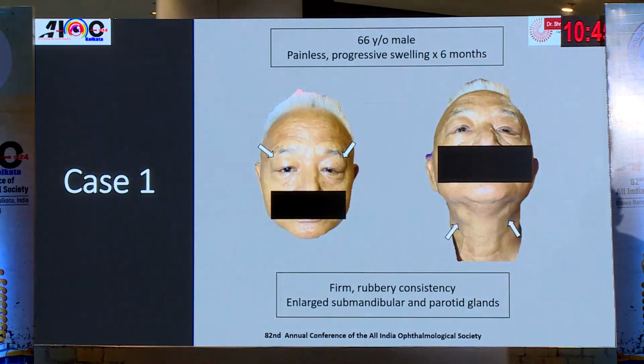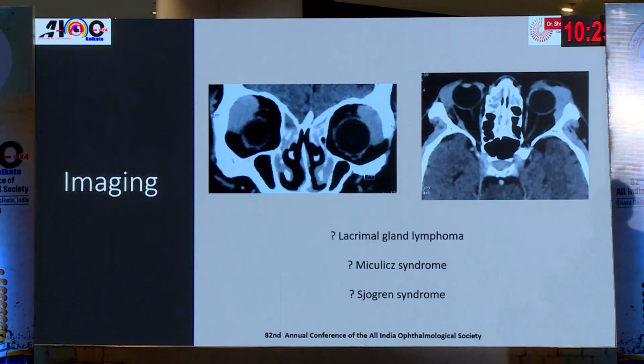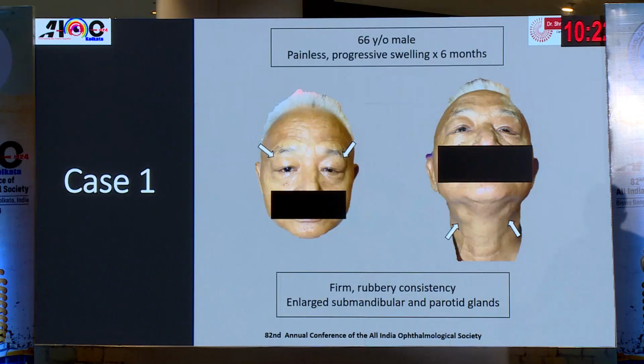So we'll be looking at 2 cases. This is case number 1. This was a 66-year-old male who presented to the oculoplasty clinic with painless and progressive swelling in his eyelids for the past 6 months. On further systemic examination, we saw there were enlarged submandibular glands, which can be seen here in the photo, and these masses had a very firm rubbery consistency. On evaluation, even his parotid glands were enlarged, and the consistency of all the 3 types of swellings were similar.